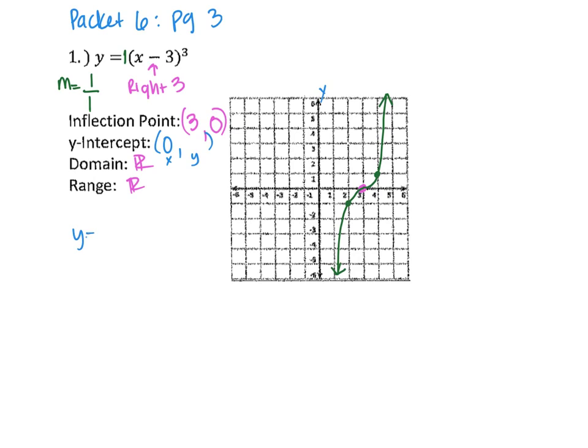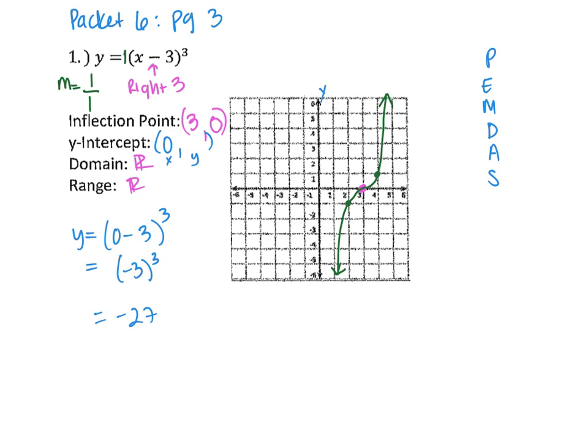So if I grab my function here and I plug in 0 for x, I can work this out. So order of operations says parentheses, exponent, multiplication, division, adding, and subtraction. So parentheses first, so 0 minus 3 gives me negative 3. Exponents come next, and so negative 3 cubed gives me negative 27. Just multiply negative 3 times itself three times.